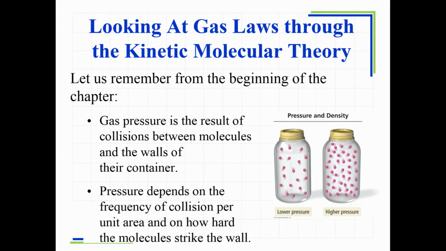So pressure is dependent upon two things. It's dependent upon the frequency of the collisions per unit area, and how hard they are striking. You have got to keep that in mind as we think about what's happening on the molecular level. The way you have pressure is you have collisions; as the number of collisions goes up, the pressure is going to go up, or the force with which they strike it. As the force gets higher, then you're going to have a higher pressure.